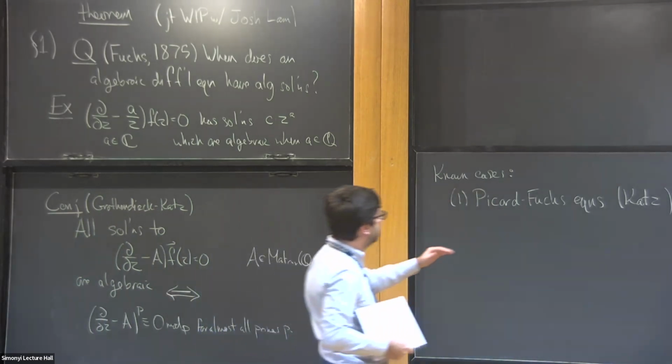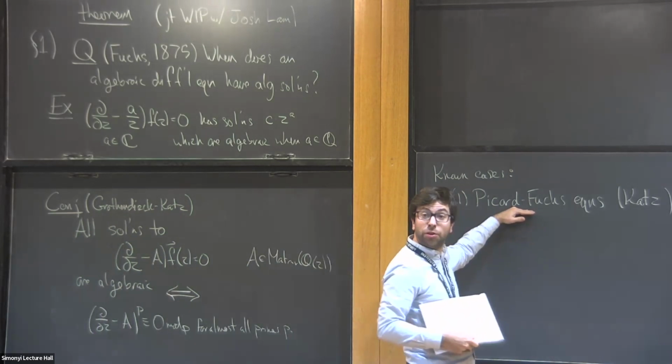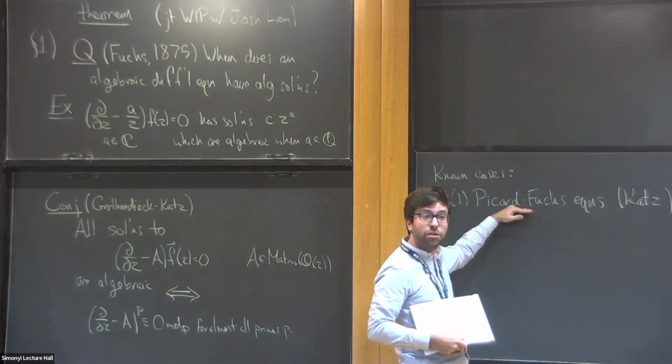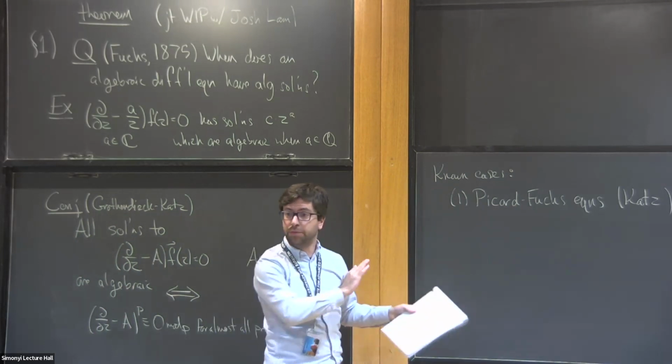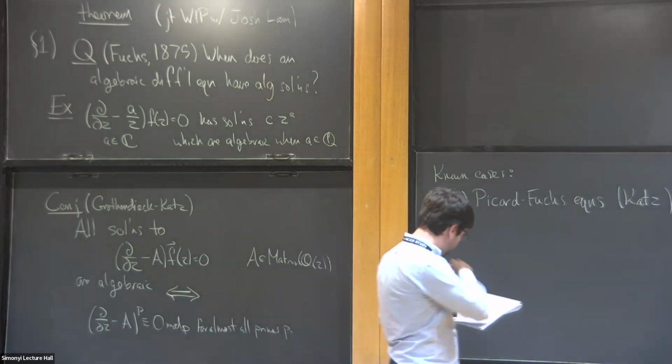For the experts, maybe let me just remark. So you could ask, do we know the conjecture for some ends of Gauss-Manin connections, or some ends of Picard-Fuchs equations? And I think the answer is no. Even for such things, we don't know.